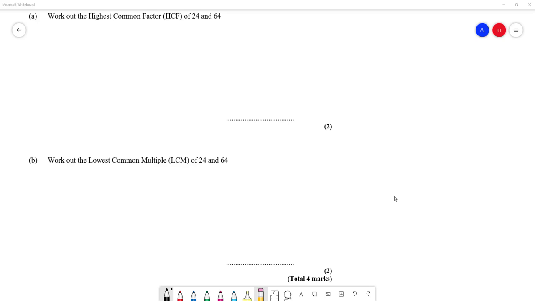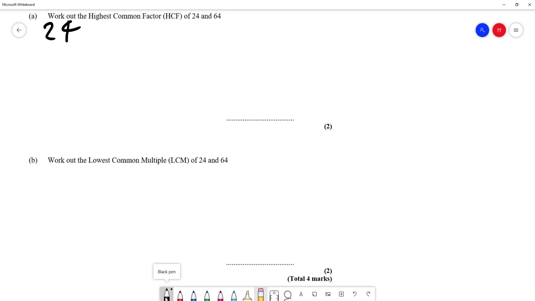In this video, we're going to look at the highest common factor, known as the HCF, and the lowest common multiple, called the LCM. So let's take an example. The question says to work out the highest common factor of 24 and 64. So what we need to do first of all is do something called a product of primes.